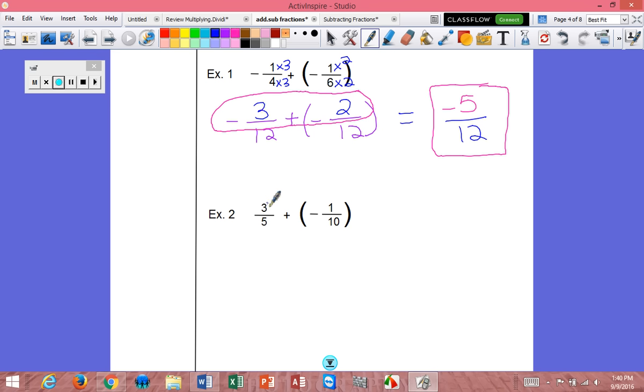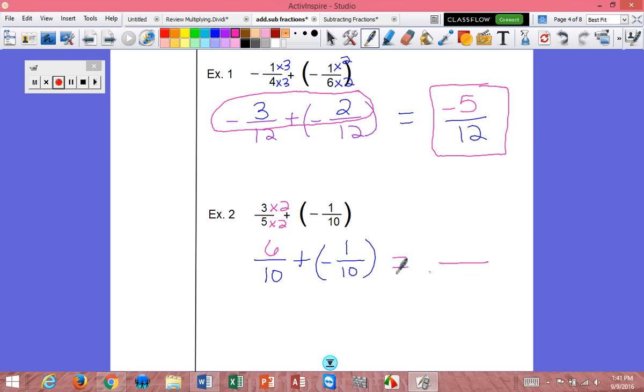Alright, example 2, we have 3/5 plus negative 1/10. We have different denominators. The least common multiple of 5 and 10 would be 10. So I need a fraction over 10 plus a negative fraction over 10. Now I'm sure you've noticed the denominator is already 10 in this fraction, so we don't have to change anything. We can just copy it down. Now to get from 5 to 10, we have to multiply by 2. So we do the same thing to the numerator, and 3 times 2 is 6.